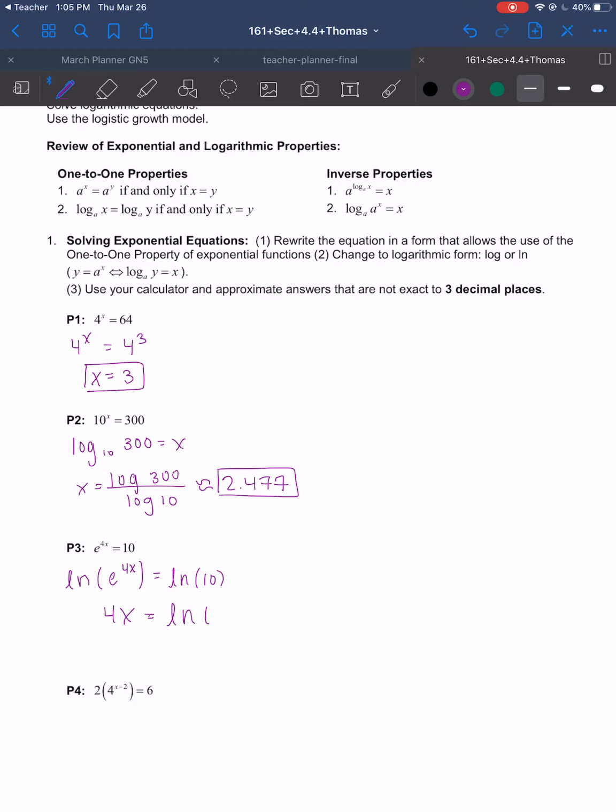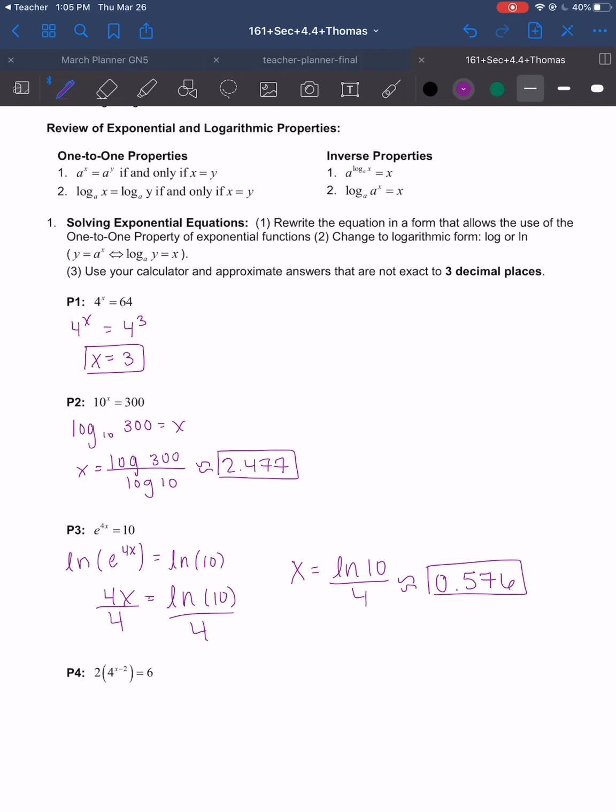And then I have natural log of 10. And then I'm going to divide by 4. And once again, I'm going to round to 3 decimal places. So it's natural log of 10 divided by 4, which is approximately 0.576. And you can always plug these back in and check them. Actually, I highly recommend that you do, because sometimes they won't always work. All right.